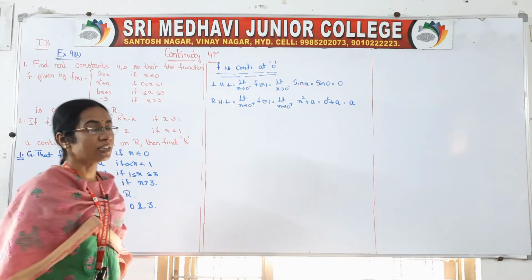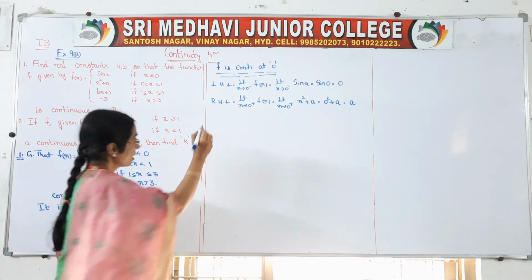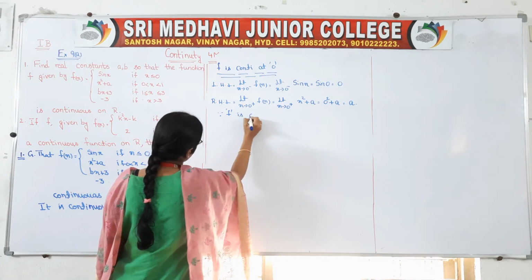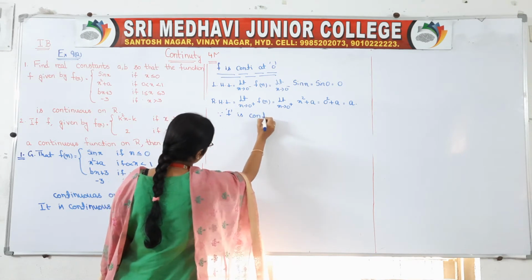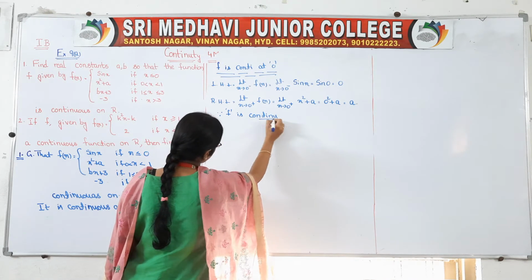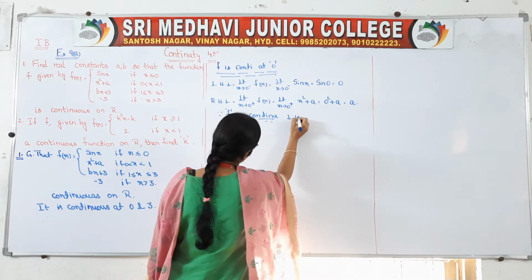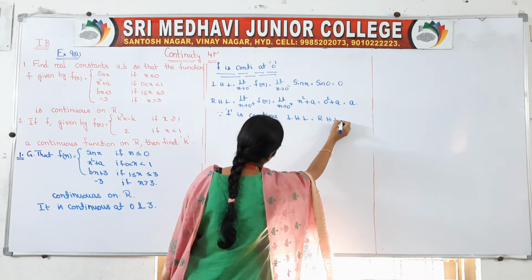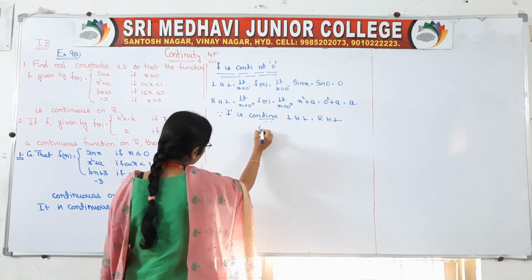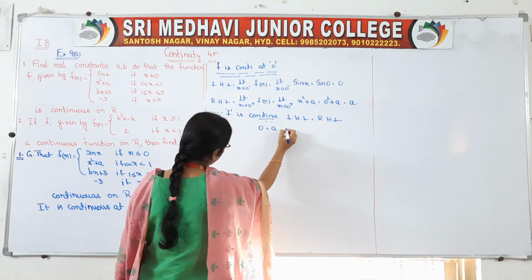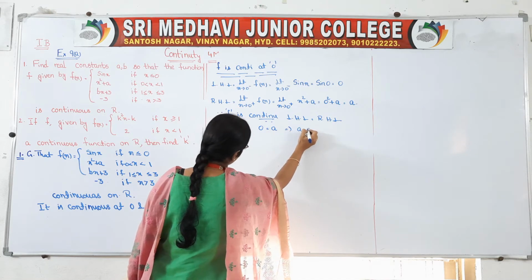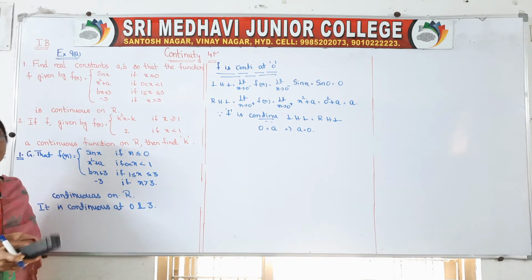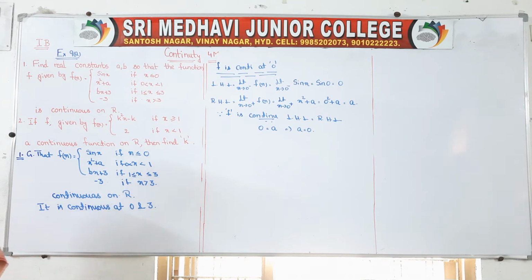Since f is continuous, left hand limit is equal to right hand limit. So what is your left hand limit? 0 is equal to a, implies a is equal to 0. Actually the question is find a and b. We got our a value.